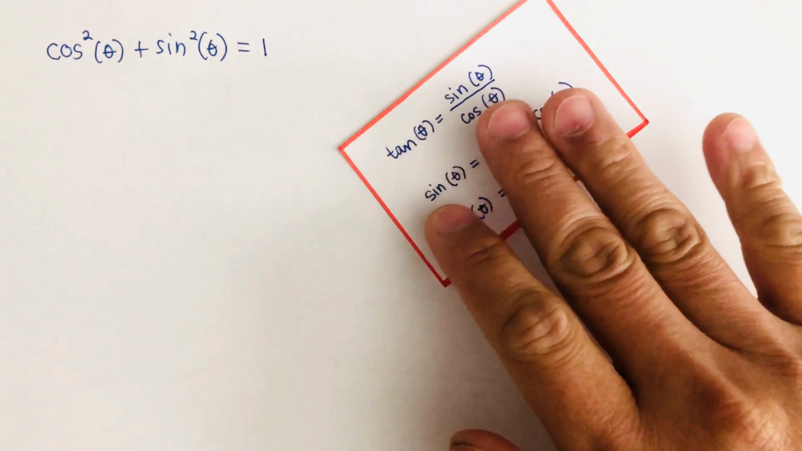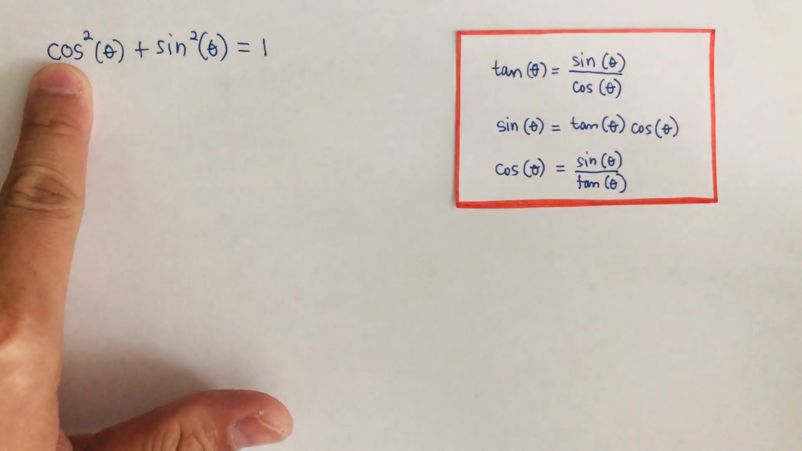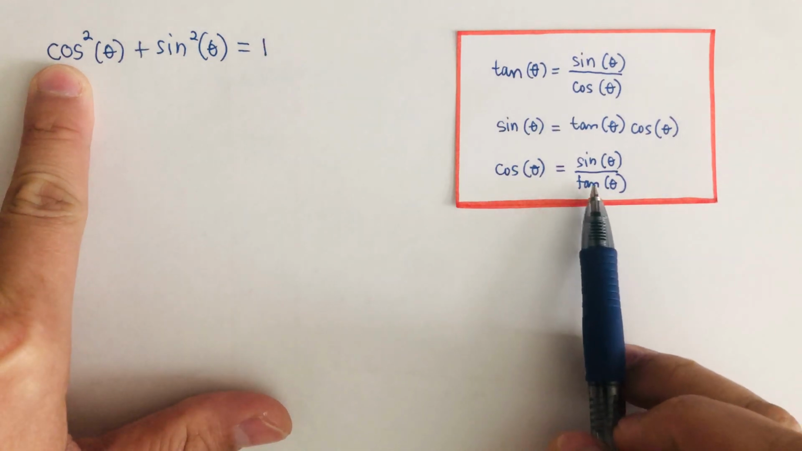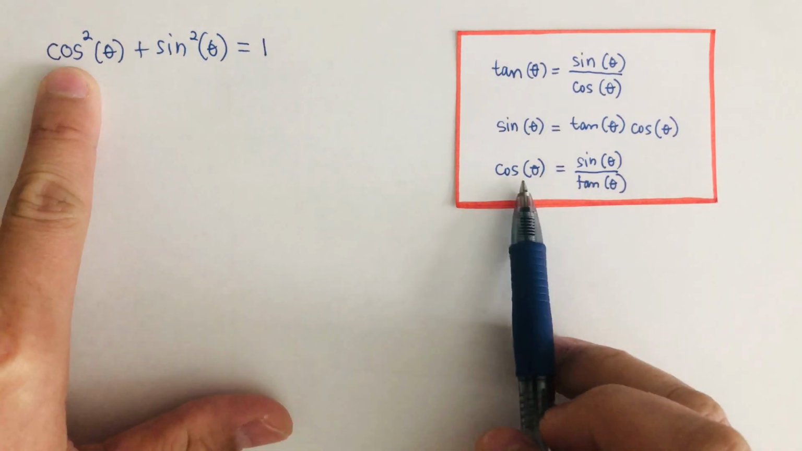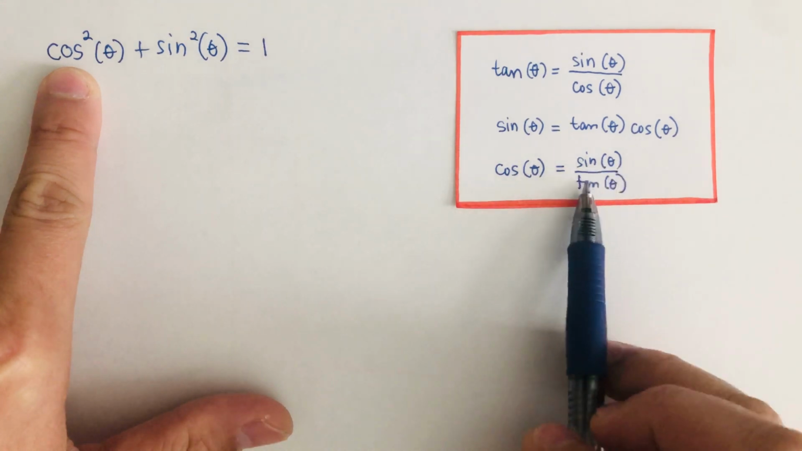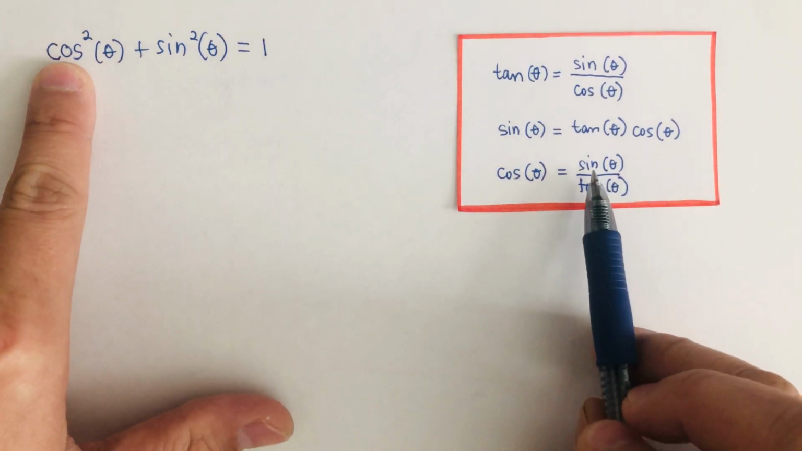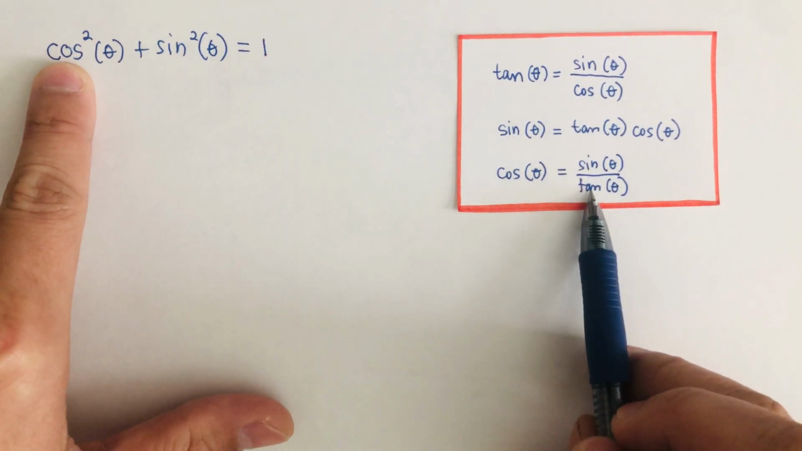And again, we are going to use this Pythagorean identity right here. We are going to change this cosine in terms of sine and tangent. So I can use this formula right here, and I'm going to replace this: cosine theta is equal to sine theta over tangent theta. But the thing is, this is cosine squared. So what we can do is just square this and square the tangent as well.